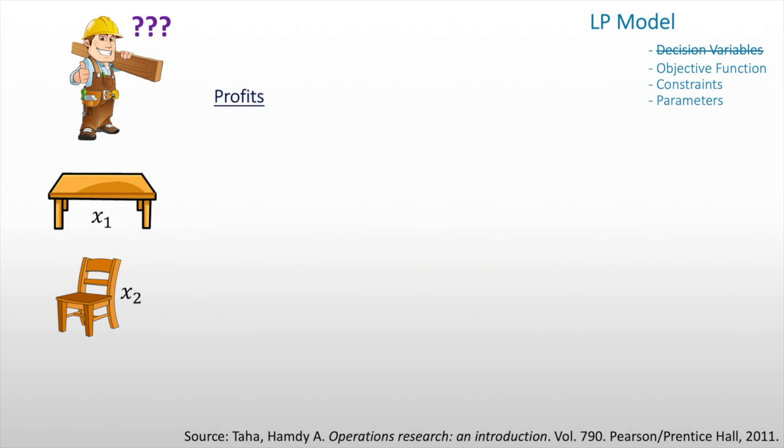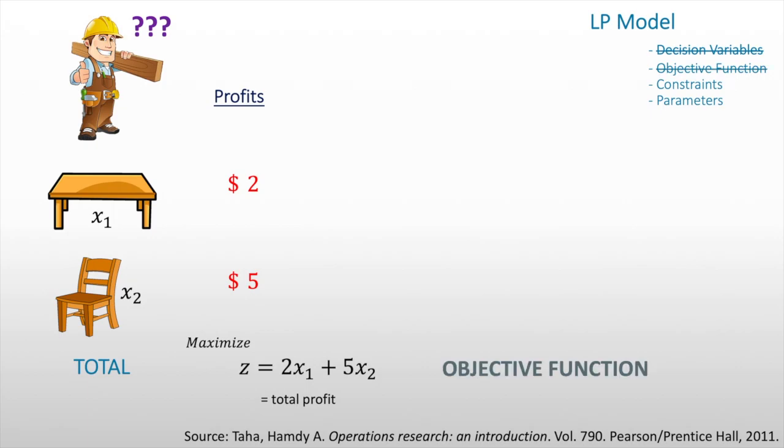Every time that Bob produces a table and a chair, he will receive a profit of $2 per table and $5 per chair, for a total of the variable z, which is our total profit. If we multiply 2 and 5 by our decision variables x1 and x2, this will provide us with our total profit. And what we want is to maximize this. This is our objective function.